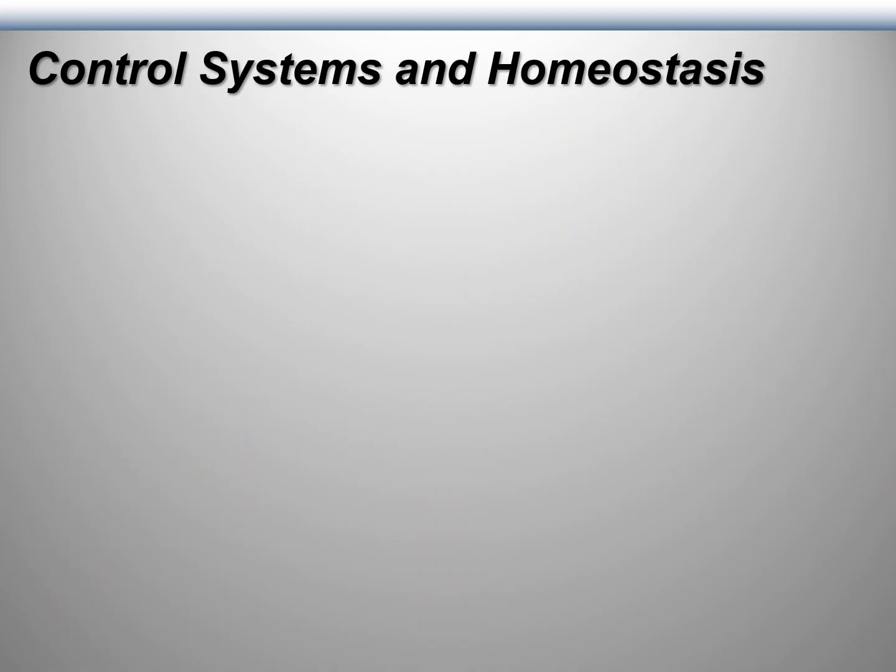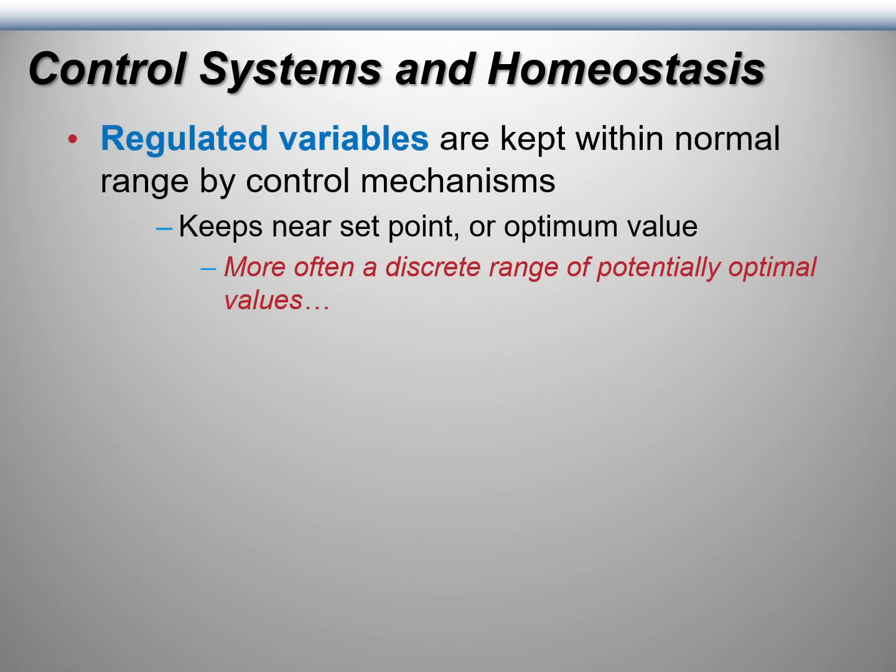So to sum it up at this point, we have homeostatic windows. That is to say, we are regulating variables, things like pH or temperature, concentration of sodium, concentration of potassium, blood sugar, etc. We often are trying to control in a range, what we call a homeostatic window. When we say set point or optimal value, that's usually the middle of that potentially optimal range.